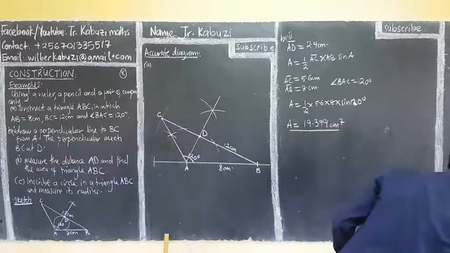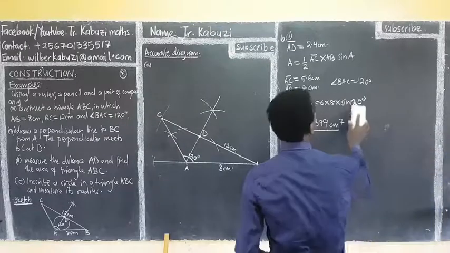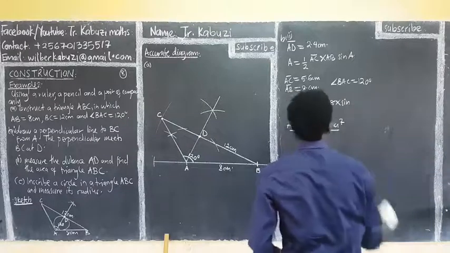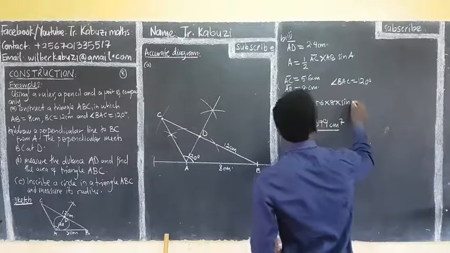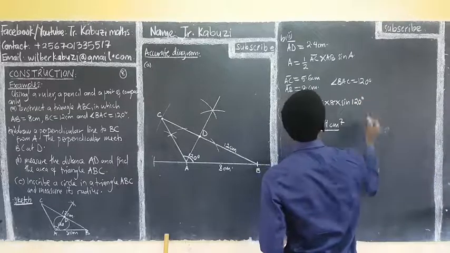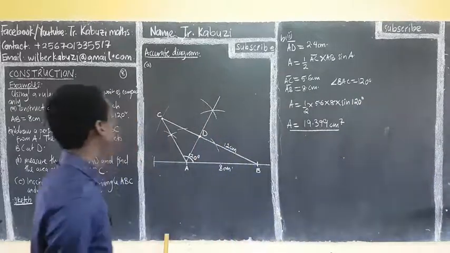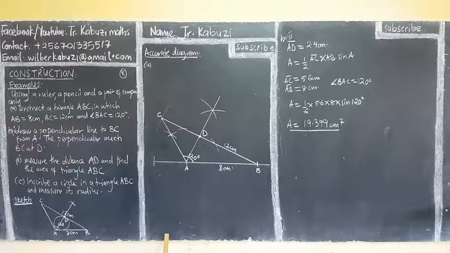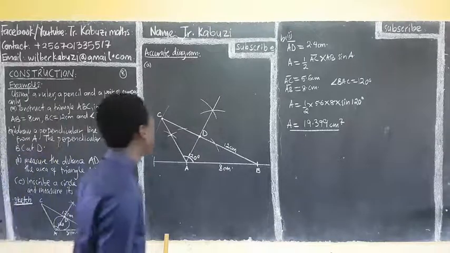Hope this is clear. If it's not clear, let me make it clear here. This is 120 degrees, the angle between those two. Now from there, what am I going to do next? Now I'm going to describe the triangle ABC. How do you describe it?